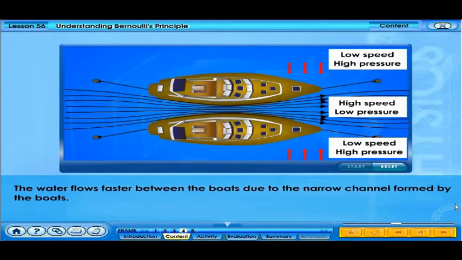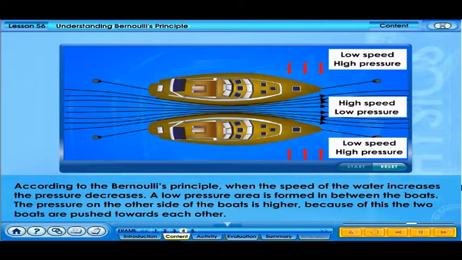The water flows faster between the boats due to the narrow channel formed by the boats. According to Bernoulli's principle, when the speed of the water increases, the pressure decreases. A low pressure area is formed in between the boats. The pressure on the other side of the boat is higher. Because of this, the two boats are pushed towards each other.